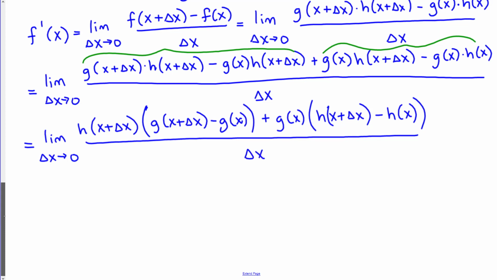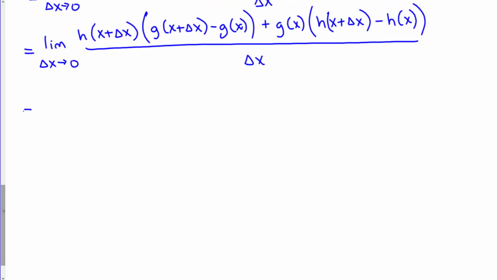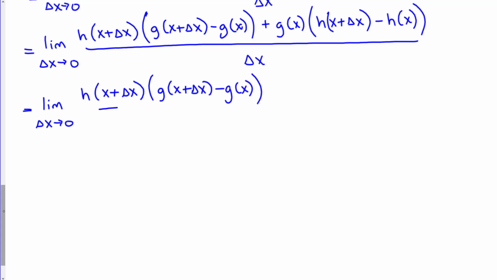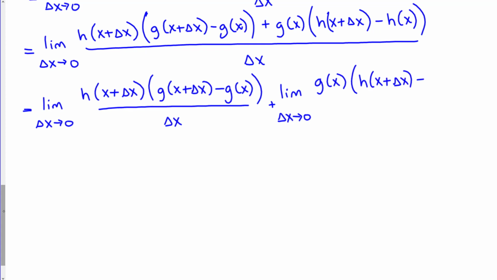Okay. Now, this gives me the sum of two items. I can always split up a limit about a sum. That's perfectly fine. So I could rewrite this as two different limits. The limit as delta x goes to 0 of h of x plus delta x times g of x plus delta x minus g of x, all over delta x, plus the limit as delta x goes to 0 of g of x times h of x plus delta x minus h of x, all over delta x.